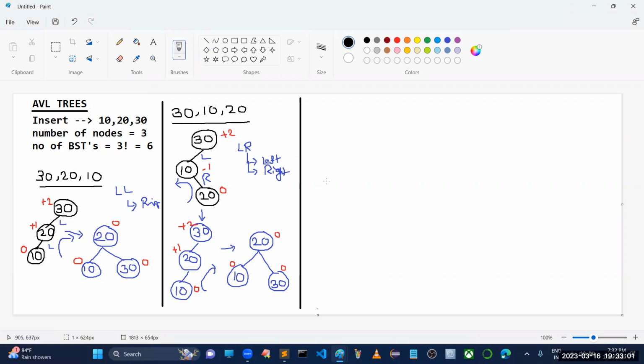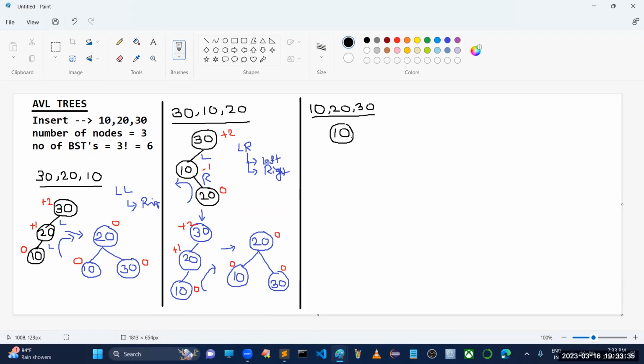The next one, what we have here is, assume the next combination that I am taking. So 10, and the next value is 20, and the next value is 30. Like this we have. So 10, 20, 30. Now here I'm going to take 10 as my root node, right? First we have to take 10 as the root node.